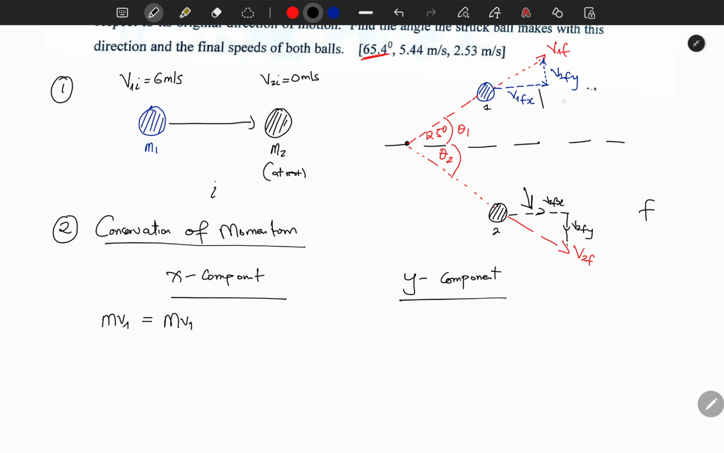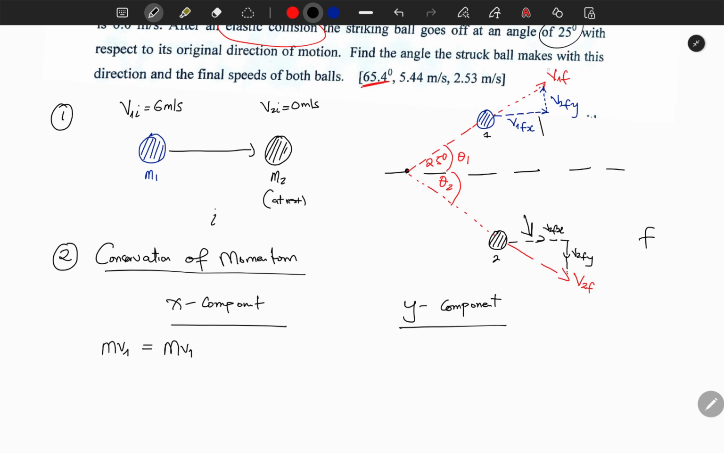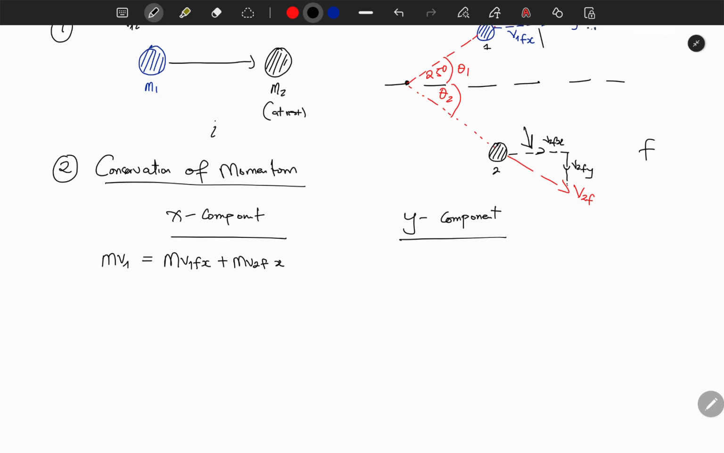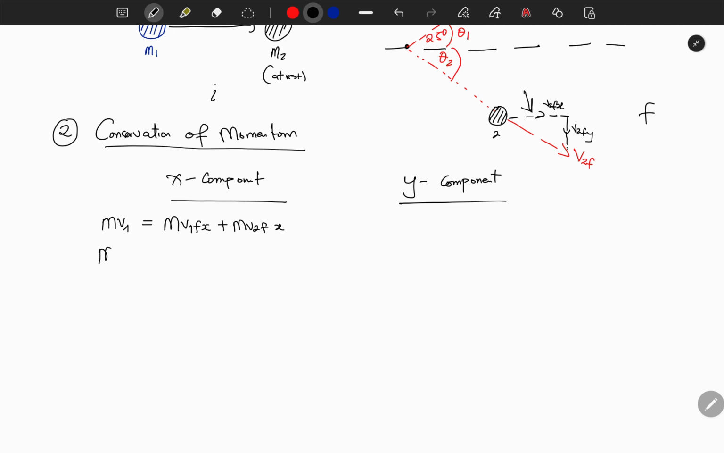Now, velocity in the x. Remember, in the final it is like this, right? So in the x, we always take the cosine component. So we are going to say v1f, let me put x for now, plus m v2f x. I just want to simplify this part. So this part becomes m v1 is equal to m v1f, and for x we get cosine theta.